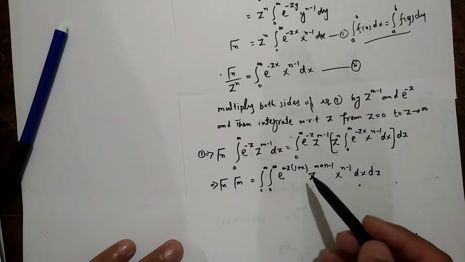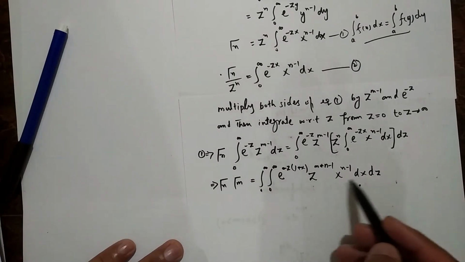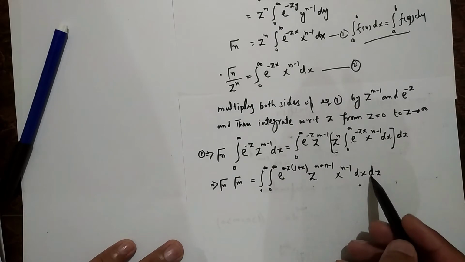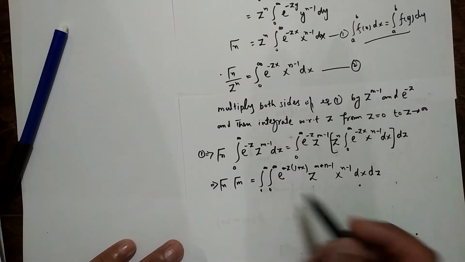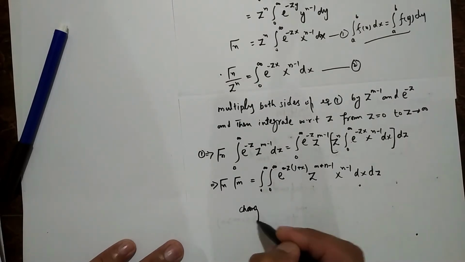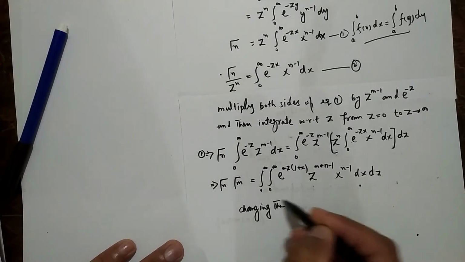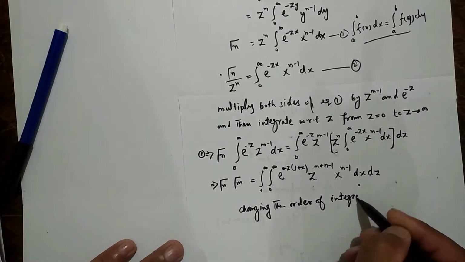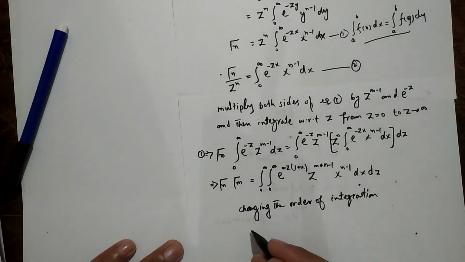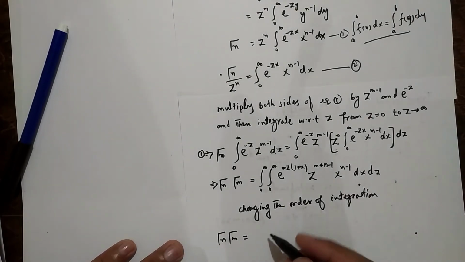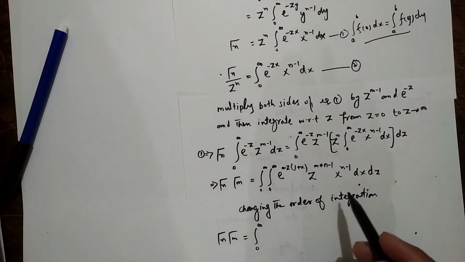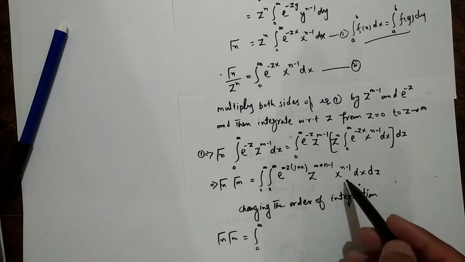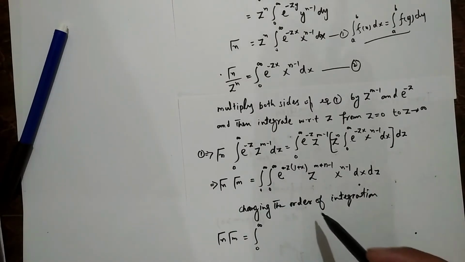So here we have this integral with respect to x, and this one is with respect to z. So changing the order of integration, we can write it as gamma n gamma m will be equal to integral from 0 to infinity. Here first the integration was with respect to x, and after that it was with respect to z.